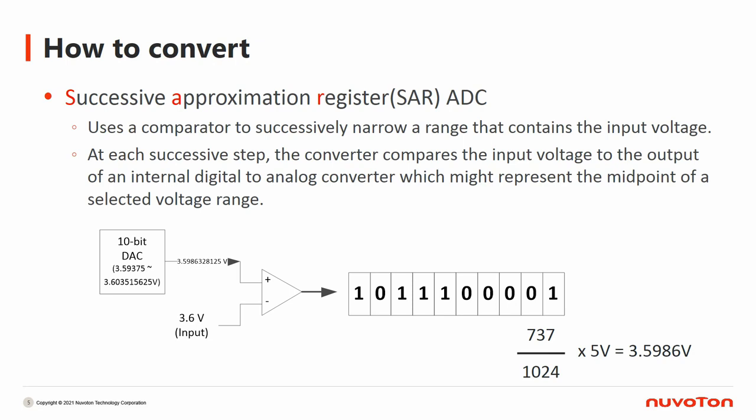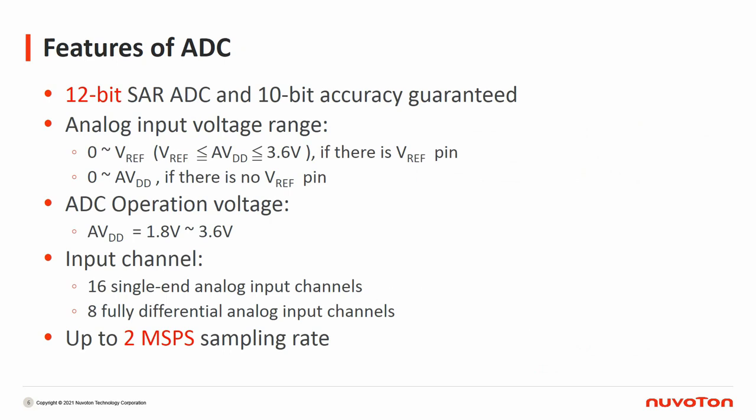101110001 is 737 in decimal. 737 means the level of the voltage by this 10-bit resolution. We could get the input voltage by dividing 737 by 1024 and multiply by 5 volts. The result is 3.5986 volts, which is very approaching to 3.6 volts. It is how we convert from analog to digital.